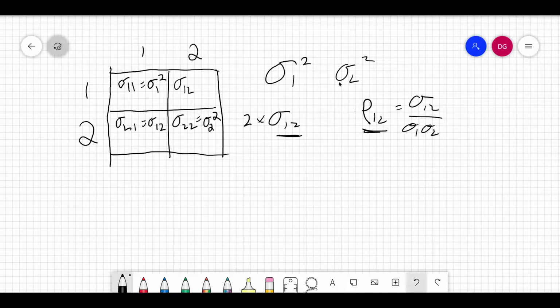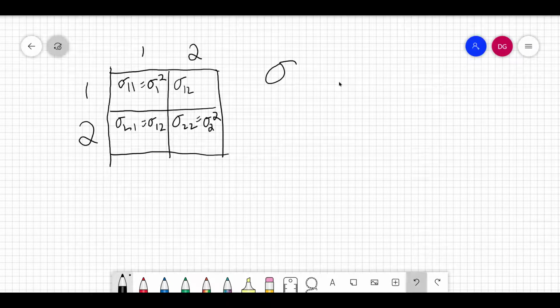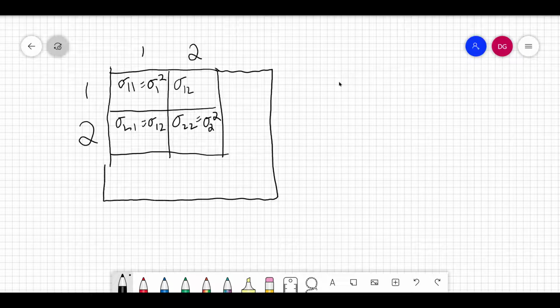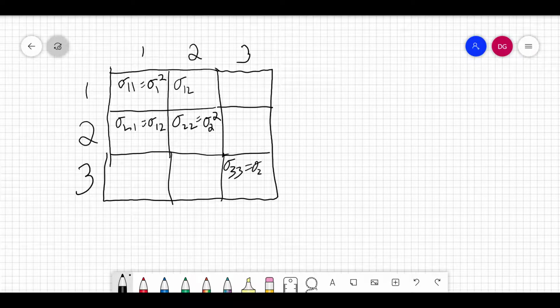So let's add to this. I'm just going to remove a number of these markings here, and let's look at what a third asset looks like. I'm just going to expand my matrix to make it a 3 by 3, and see what this looks like. With a 3 by 3, I know I'm going to have sigma 3,3 here, which is another variance term, another standard deviation term, but here I'm going to have sigma 1,3, here sigma 2,3, here sigma 3,1, and sigma 3,2.